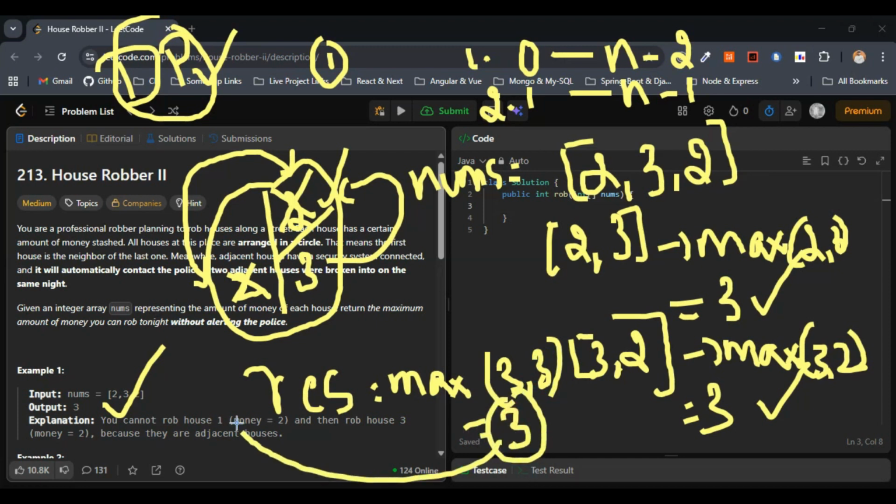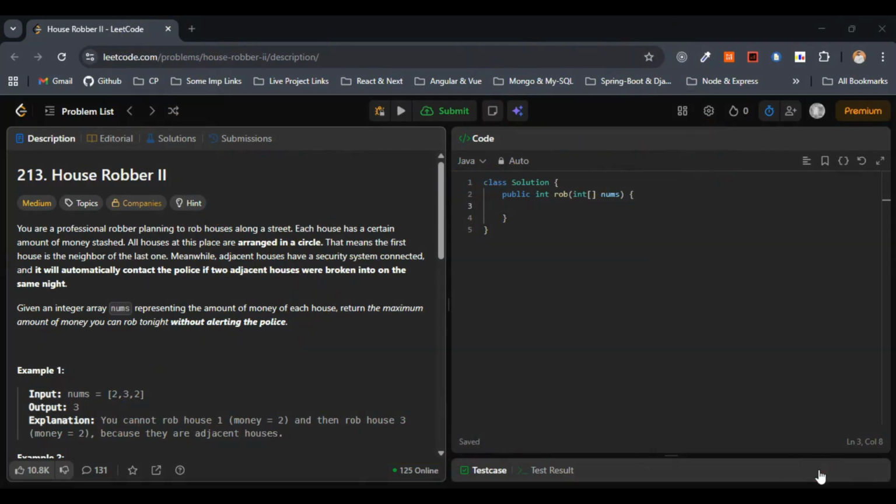The output that we got here is 3, which is equivalent to the output that they have mentioned for example 1 within the question. Now our approach works absolutely correct. As we are completely familiar with the approach, let's quickly discuss the complexities.